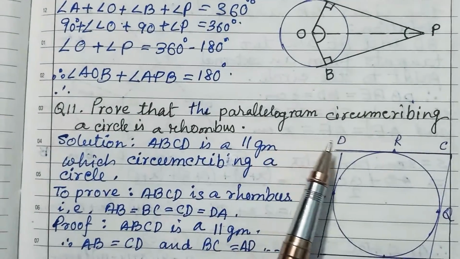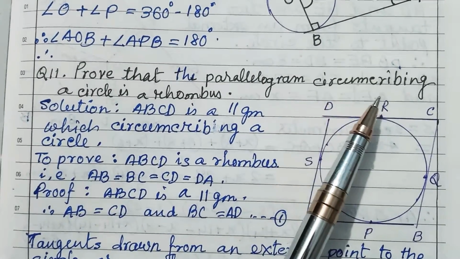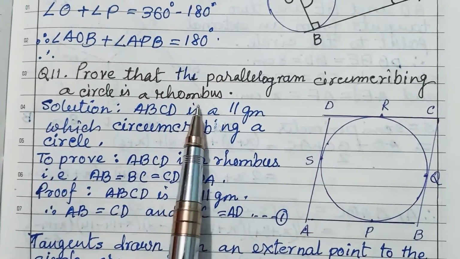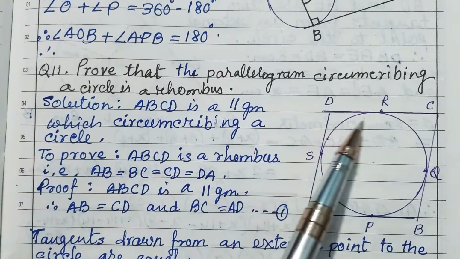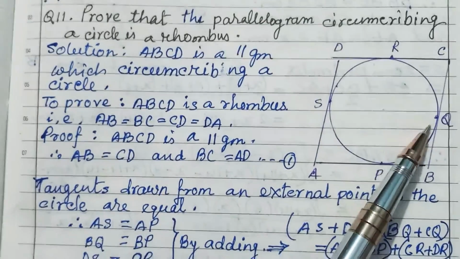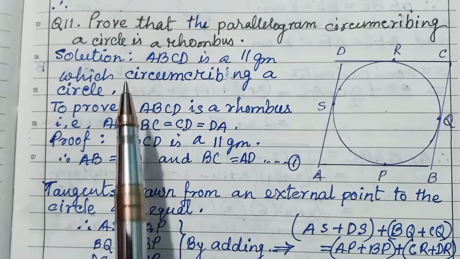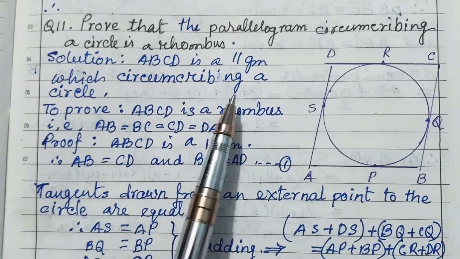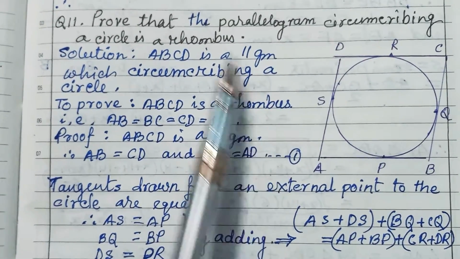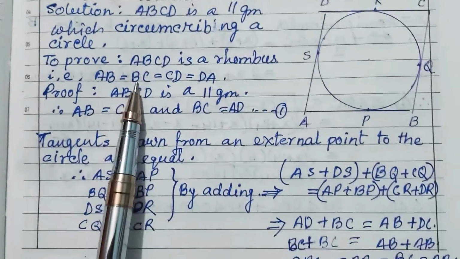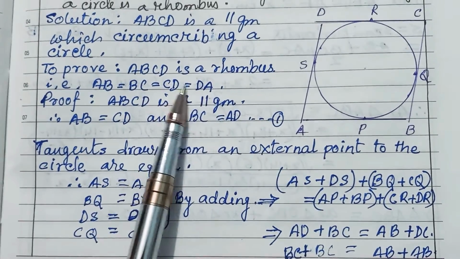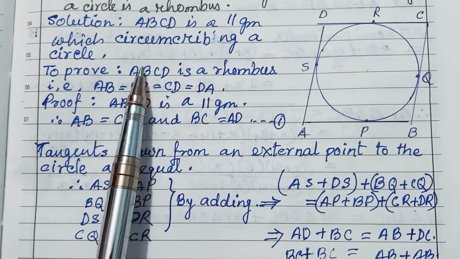Prove that a parallelogram circumscribing a circle is a rhombus. Now, ABCD is a parallelogram, and we have to prove that ABCD is a rhombus. This is given. Now we need AB equal to BC equal to CD equal to AD. A rhombus means four sides equal. If I can prove that, then we can say it is a rhombus.